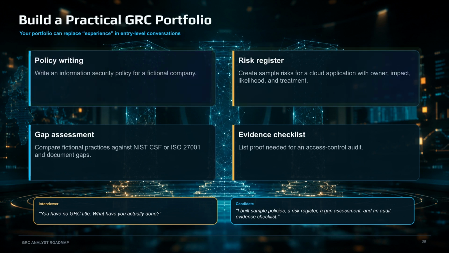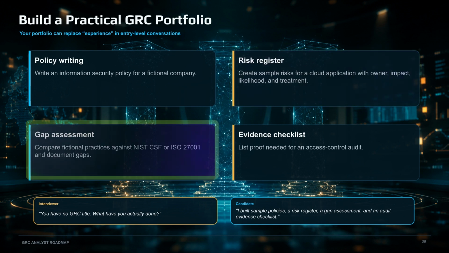The second project could be a risk register for a sample cloud application. For each risk, document the risk description, business impact, likelihood, responsible owner, existing controls, and proposed treatment. The third project could be a framework gap assessment. Compare a fictional organization's practices with selected requirements from a framework, such as NIST Cybersecurity Framework or ISO 27001.